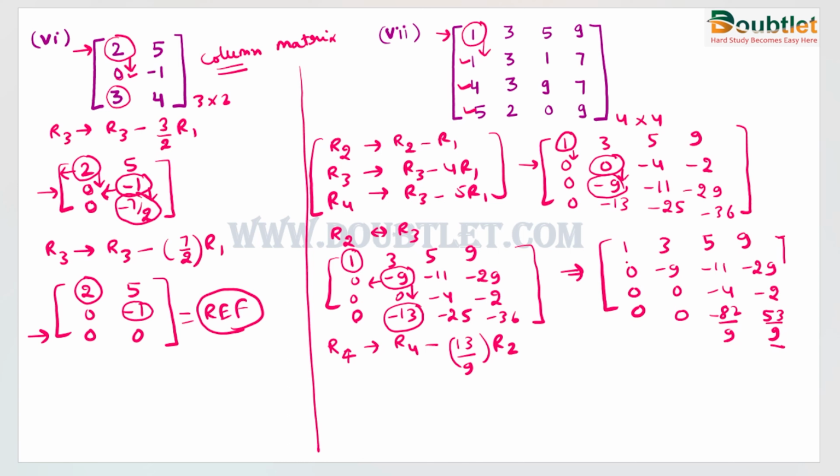Okay, so now what? This is the leading element, this is the leading element. So below these all the elements are 0. Now we will take the third row. So in the third row, this is the leading element, so we need to make this element 0. Once we make this element 0, what operations will we apply? So we will apply R4 minus.